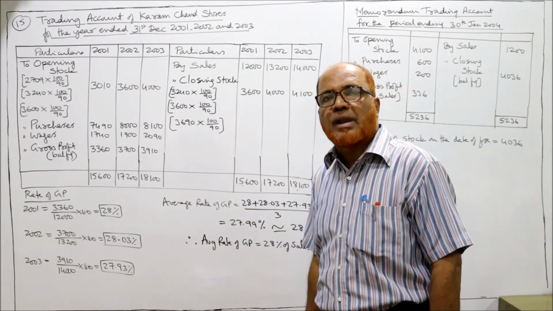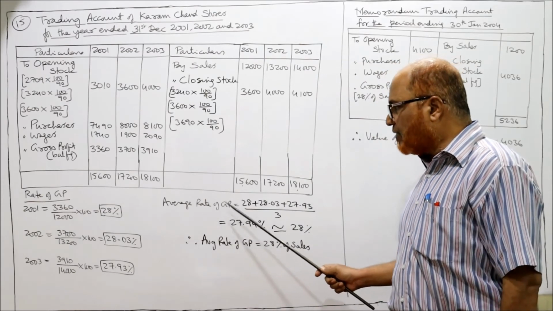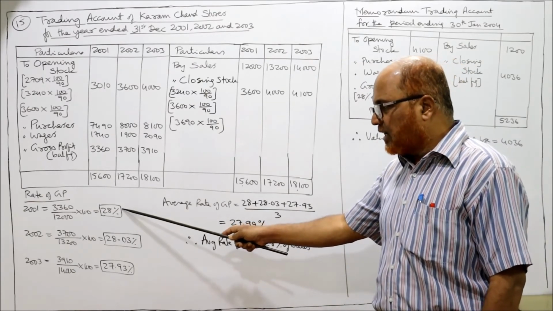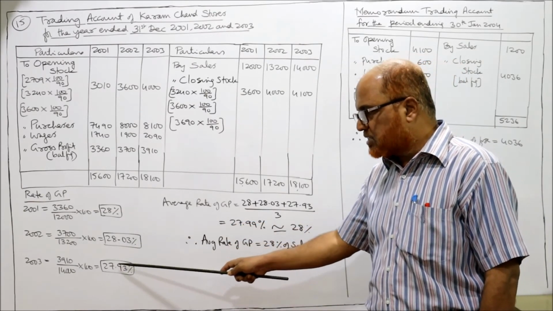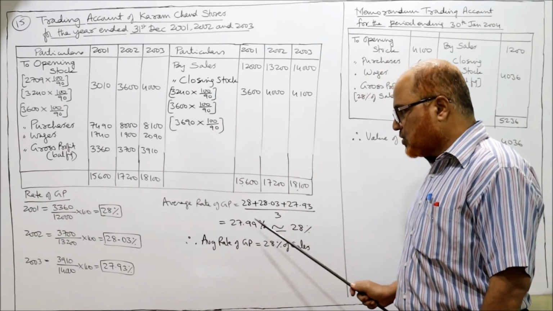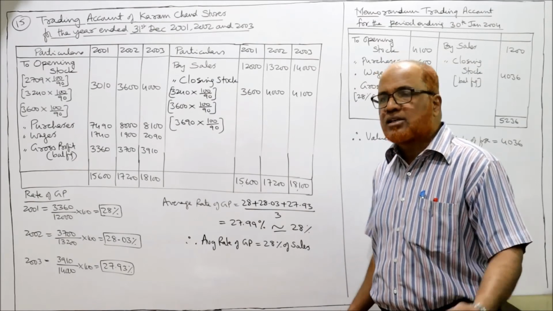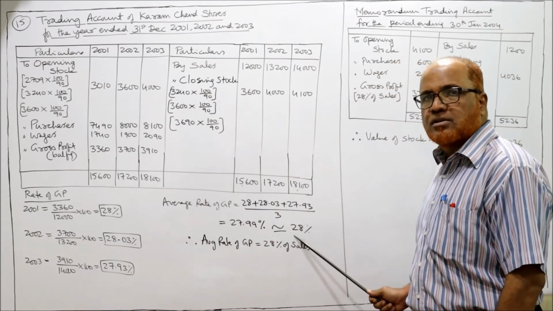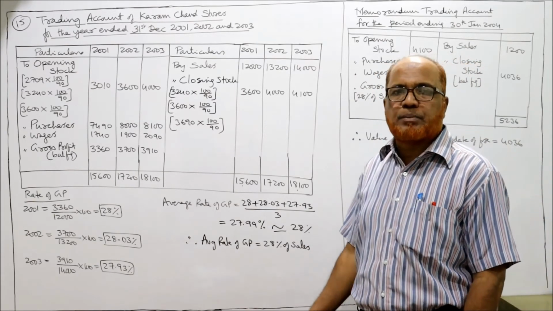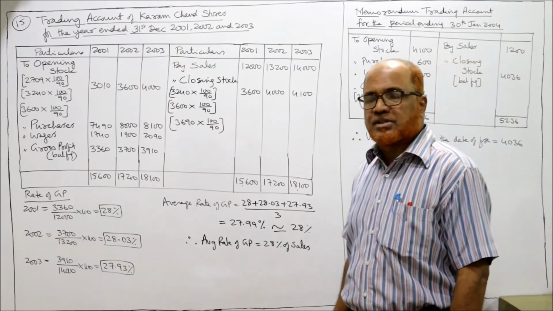Now we calculate the simple average. Average rate of GP: add up 28 plus 28.03 plus 27.93 divided by 3. So it is coming to 27.99%, which is equivalent to 28%. So we can take the average rate of GP as 28%.